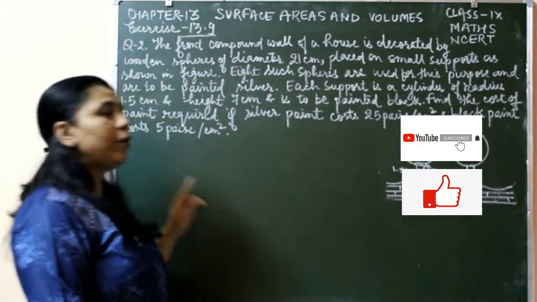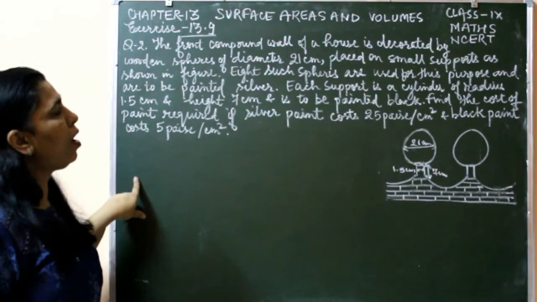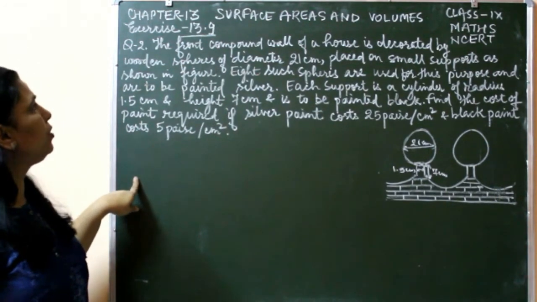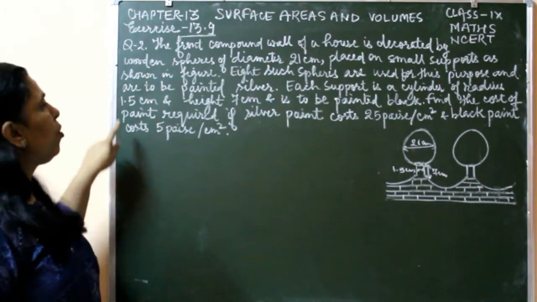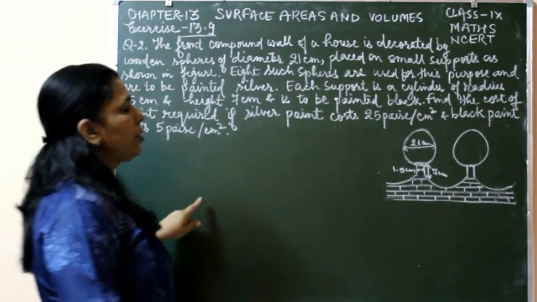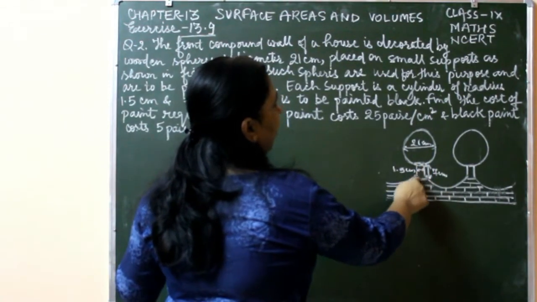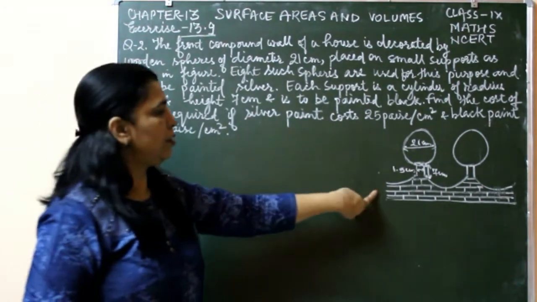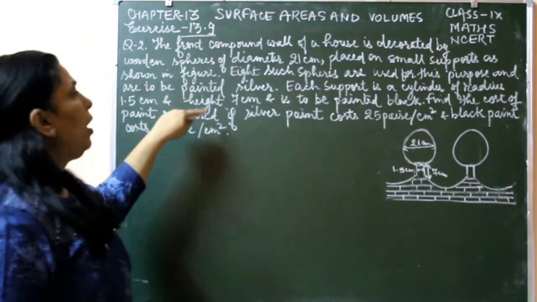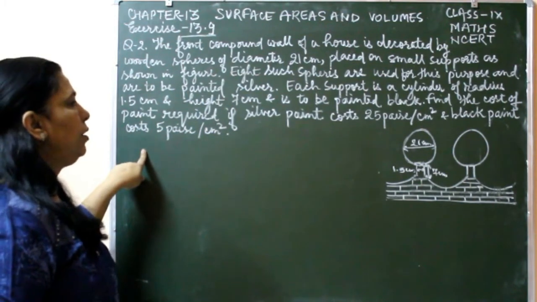So students, coming to question number 2. The front compound wall of a house is decorated by wooden spheres of diameter 21 cm placed on small supports as shown in figure. You can see these wooden spheres and these are placed on cylindrical support as in this figure. 8 such spheres are used for this purpose and are to be painted silver.